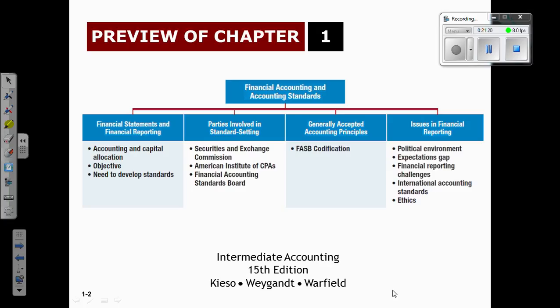LIFO makes the income statement better, because cost of goods sold reflects more recent costs, a better estimate, but it screws up the balance sheet, making it lower, right? FIFO makes the balance sheet better, but it screws up the income statement. It's true. Okay, that is true.